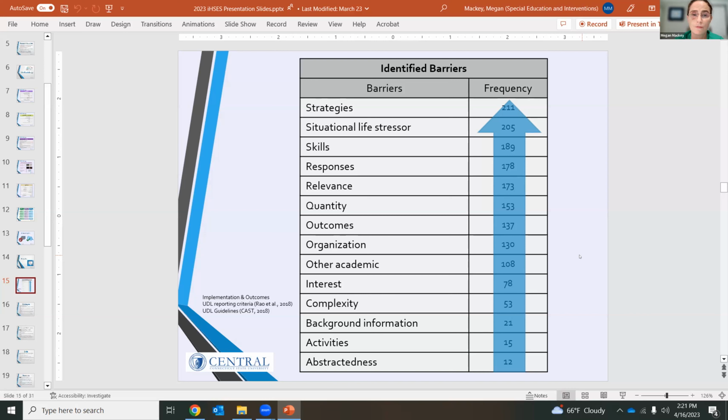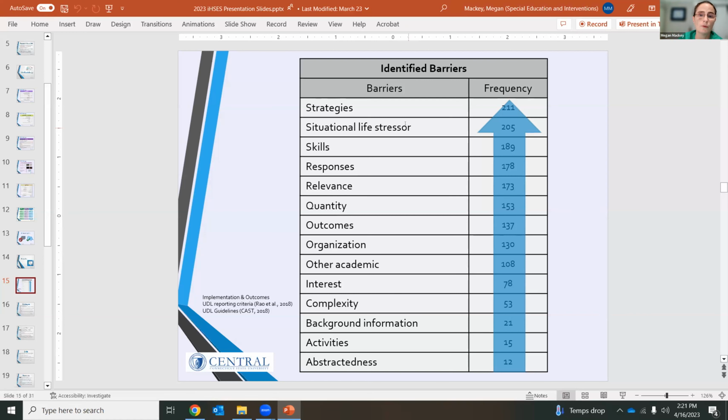And on the right is the frequency across those 63 papers. Within each paper, they had to do this with four separate memories, so that's why you have a number that's higher than the 63. Each student identified four different memories from their past that they identified as being a barrier. Strategies was the most frequent.